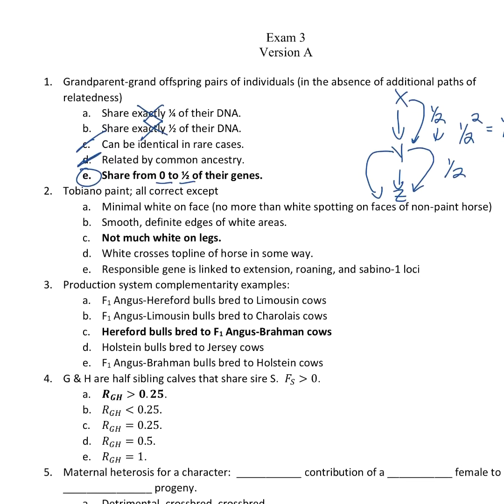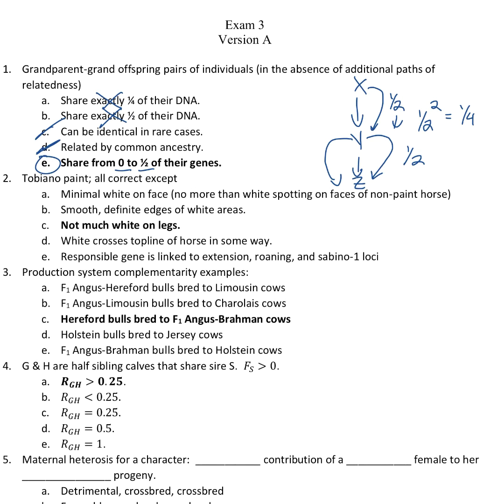Moving on to number 2, a Tobiano paint. So this is coming exactly from y'all's horse color handout in the back where it goes over the different paint colors. Tobianos do have minimal white on the face. The transition between white and color is smooth, unlike some Overo patterns, the Sabino Overo. They have a lot of white on their legs. That's what makes them a Tobiano. White does cross the top line, normally somewhere between the ears and the tail.